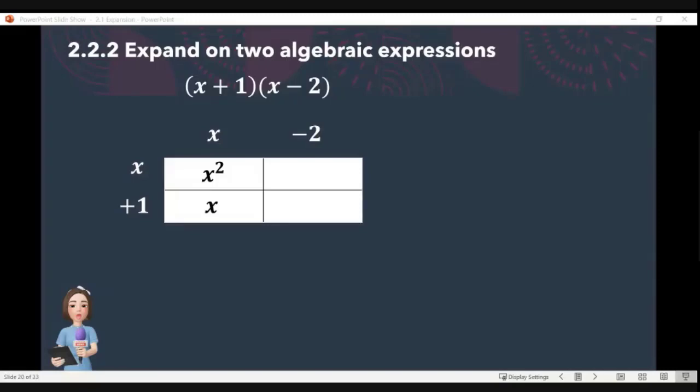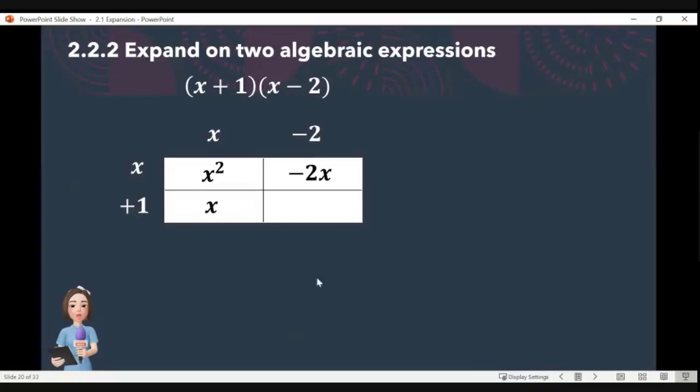Yes, teacher. Okay, what's the answer of this? Negative 2 times x, what do you get? Negative 2x. Yes, very good. So you get negative 2x. So how about negative 2 times positive 1? Dania, what's the answer here? Dania, are you there? Nur Aisyah? Not there either.